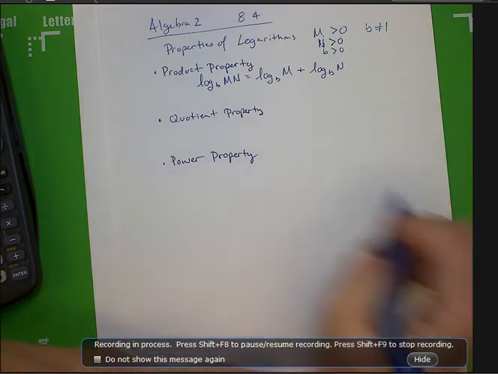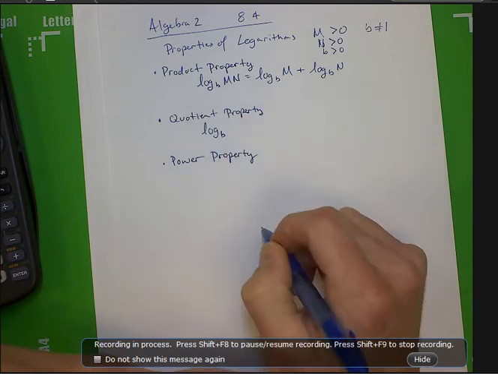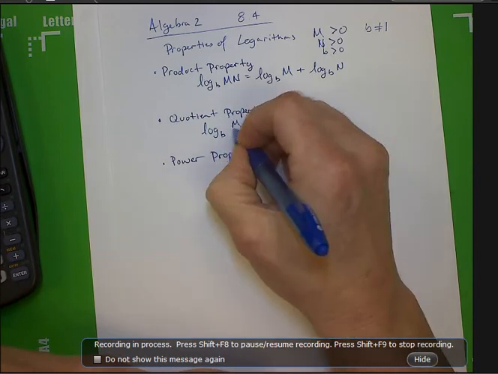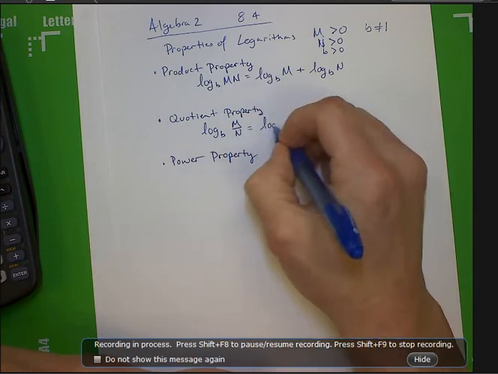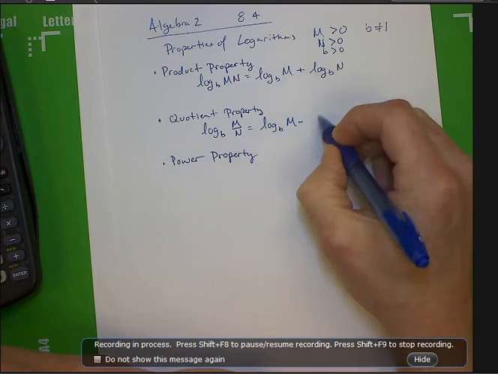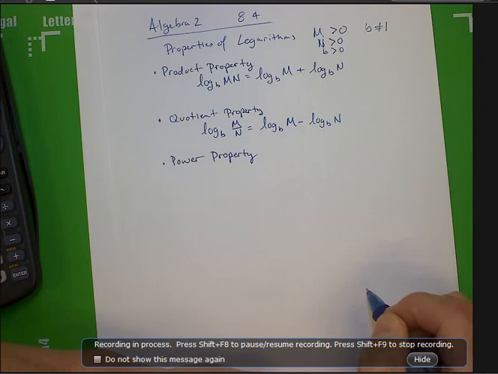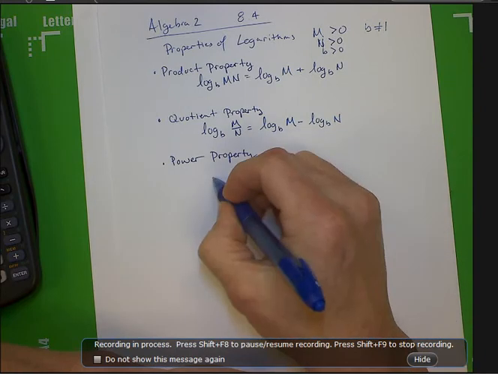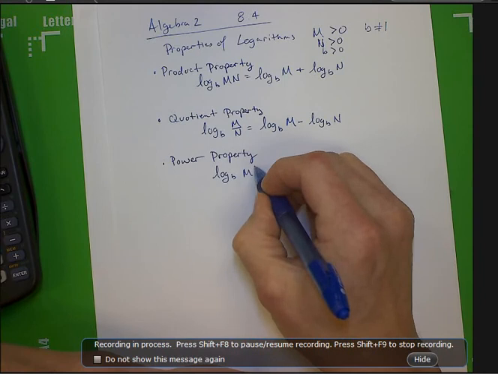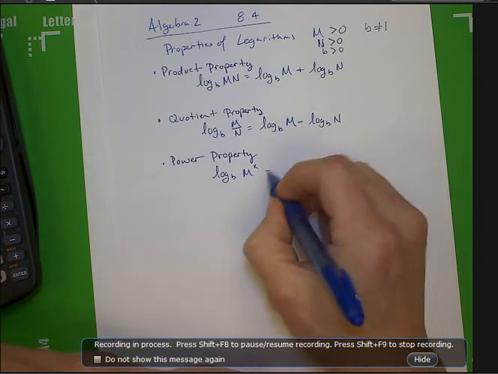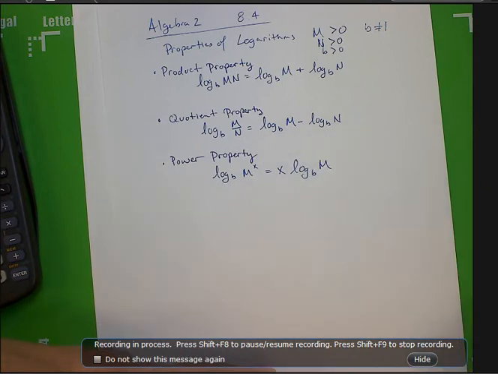Well, you can probably guess what the quotient property would be. If you have the log base b of m divided by n, remember that's a quotient, that would be equal to the log base b of m minus the log base b of n. And finally, the power property: if I have the log base b of m to the x power, that is equal to, take the x out, x times the log base b of m.